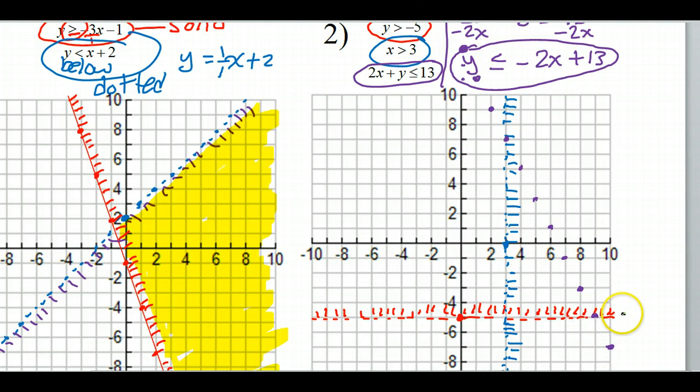Is this going to be a solid line or a dotted line, you guys? Solid. This one's going to be a solid line because of the or equal to part under it. So please make this a solid line when you do it.